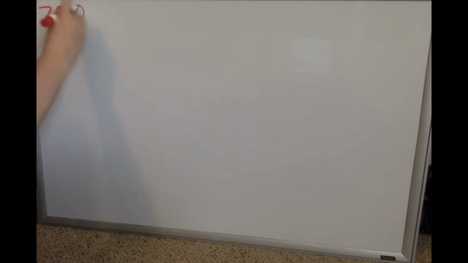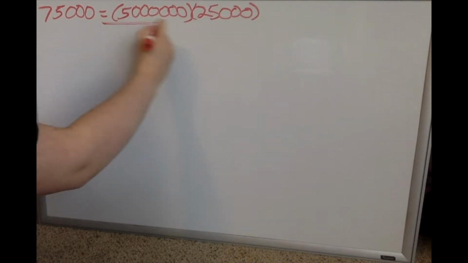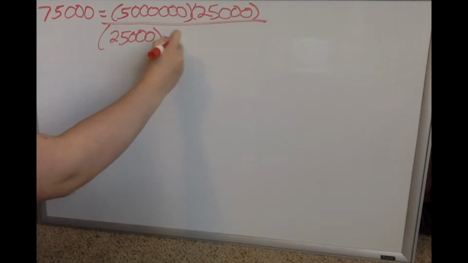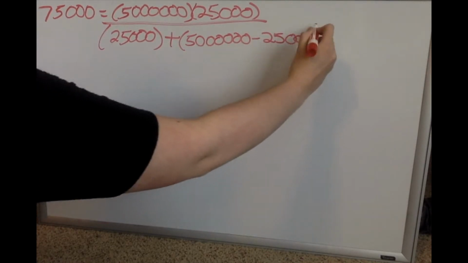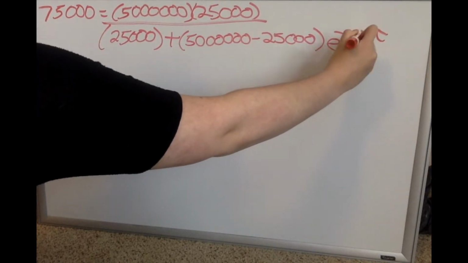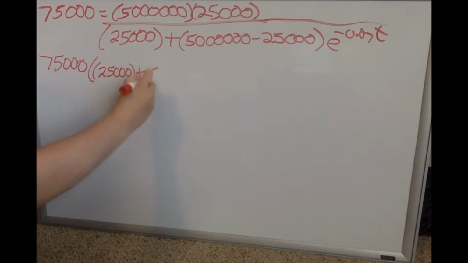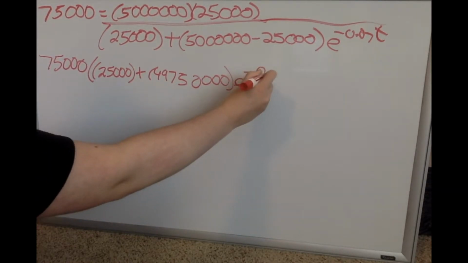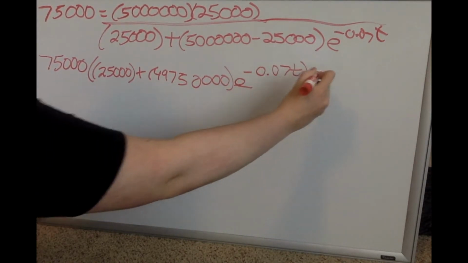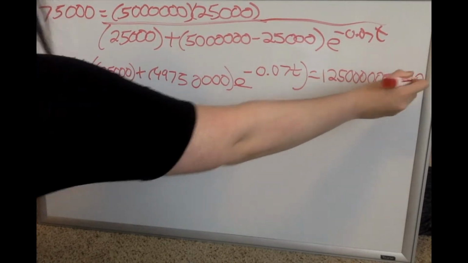The initial amount of jellyfish is 25,000, therefore triple that is 75,000. So this gives you the equation 75,000 is equal to 5 million times 25,000 all over 25,000 plus 5 million minus 25,000 times e to the negative 0.07t. The next step is to simplify out the equation. This means moving the denominator over to the side with the 75,000 and then multiplying out the 5 million times 25,000. This gives you 75,000 times the entirety of the denominator set equal to 125 trillion jellyfish.